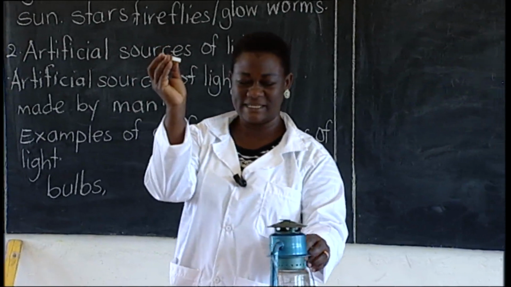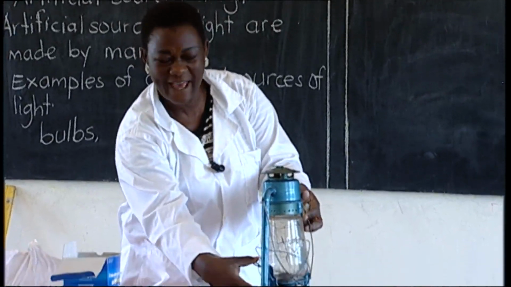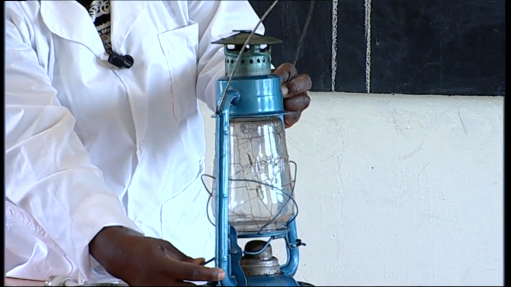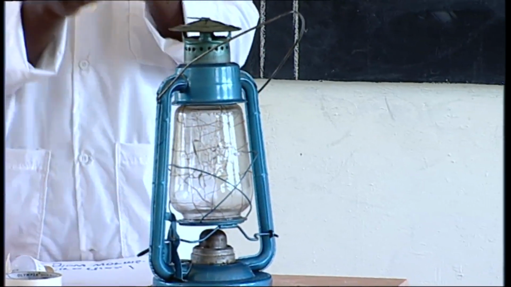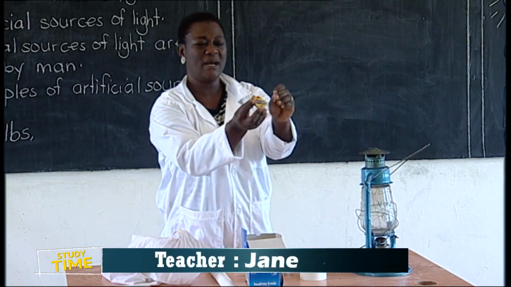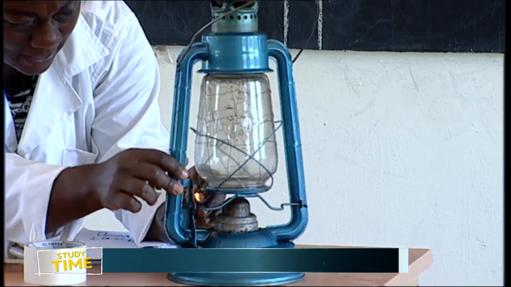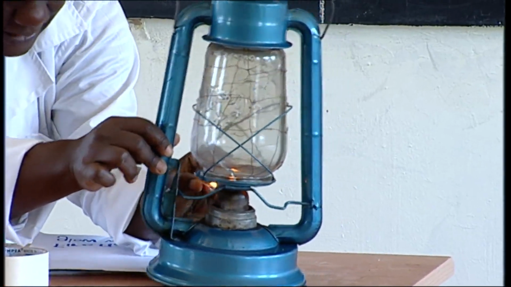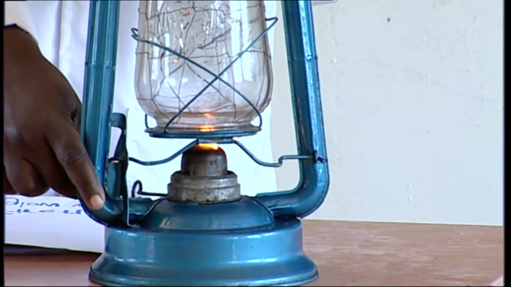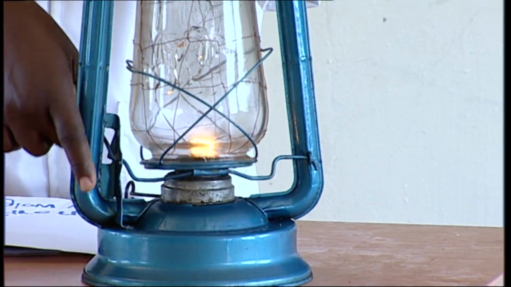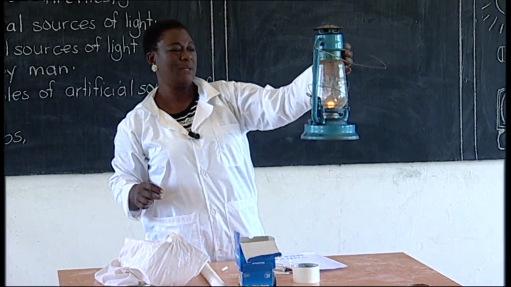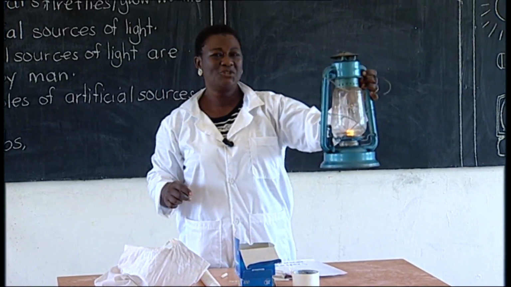You get the matchsticks. Then you press here with care because it has a glass. You press there. Then you get your matchbox. You get a matchstick. You light the matchstick. Then you light. Have you seen? You light it. Then you press here to close with care so that the glass does not break. This one is called a lamp. It provides light during night.